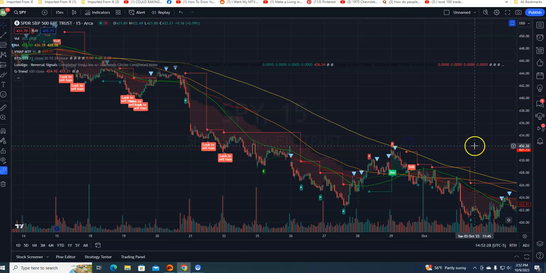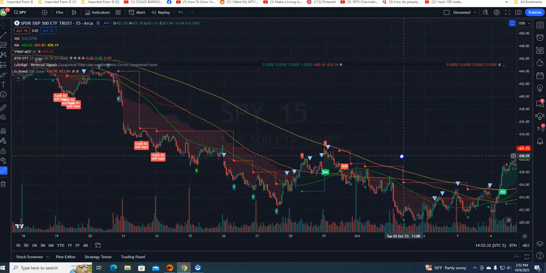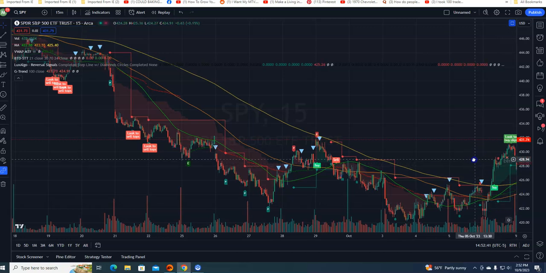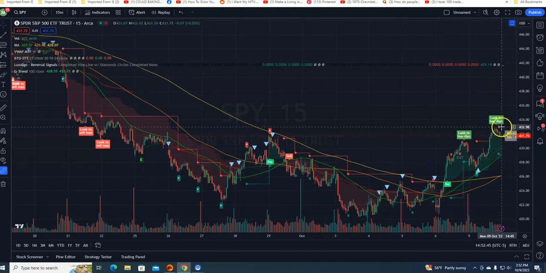All right, let's see. I'm waiting for a turn. There we go. All right, it's starting to turn, and I'm seeing the Lux Algo indicator turn to green. Now let's see what happens if that continues like it's saying it's going to. Yep, and then that's the end, and that's where we are today.